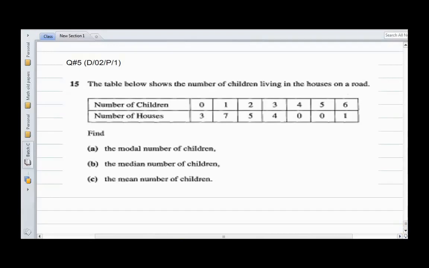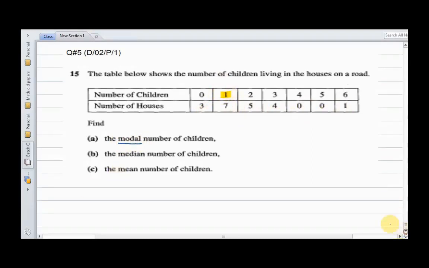For the first part, it says find the modal. For modal we need to highlight the maximum frequency, and the maximum frequency is 7, so the mode is 1. So for part A, the mode is 1 because its frequency is highest.